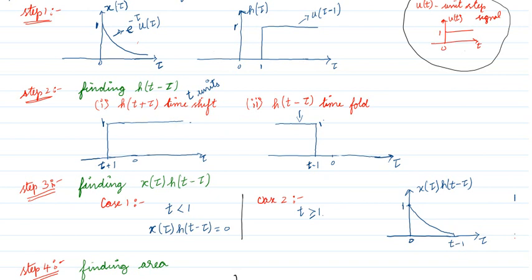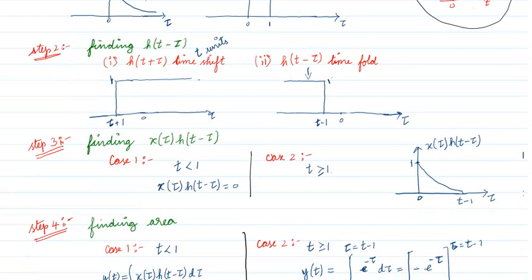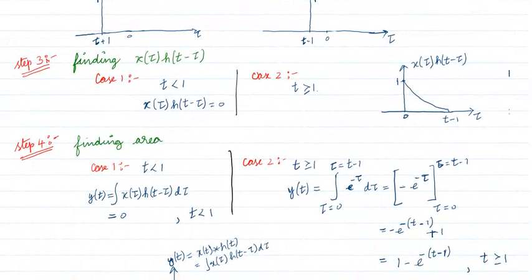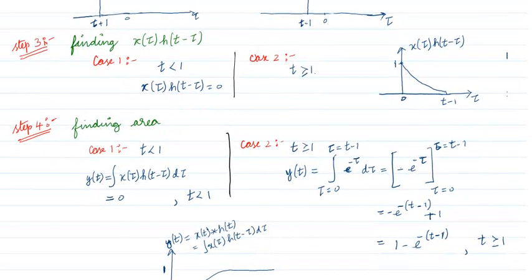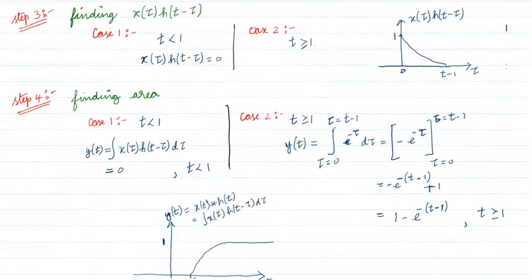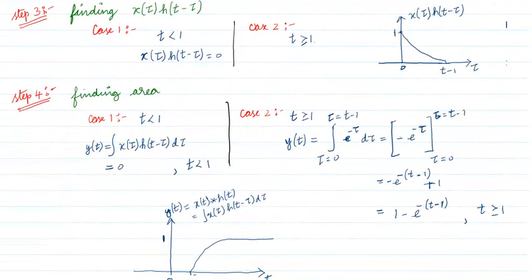Okay, for both the cases, for t less than 1 there is no common path between these two. For t greater than or equal to 1 I have this. Next, step 4, you have to find the area. For the case 1, since the area is 0, for t less than 1 it is 0. Okay, come to the case 2, for t greater than or equal to 1.